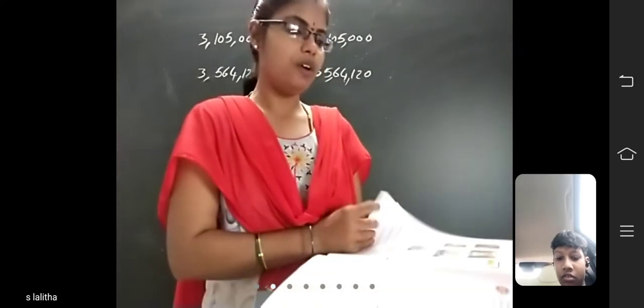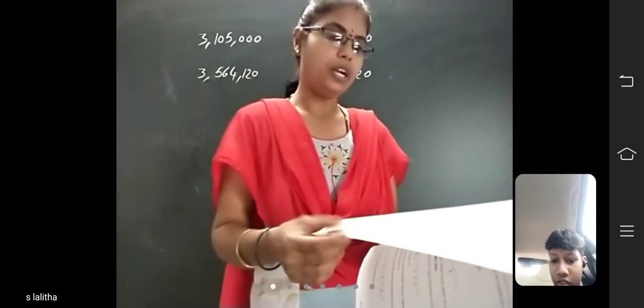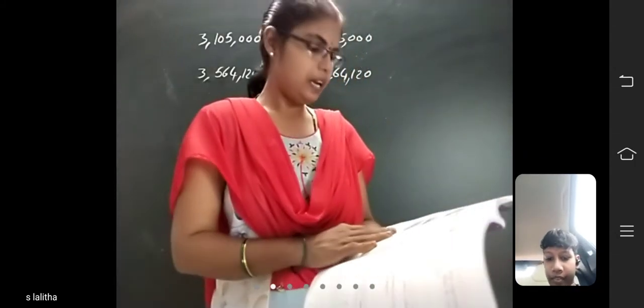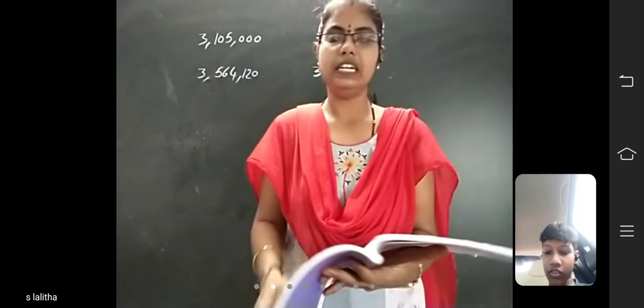So today, what is the homework, children? Page number 49, number names in the Indian system, and next page number 50, write in those blanks. That is the homework for you.